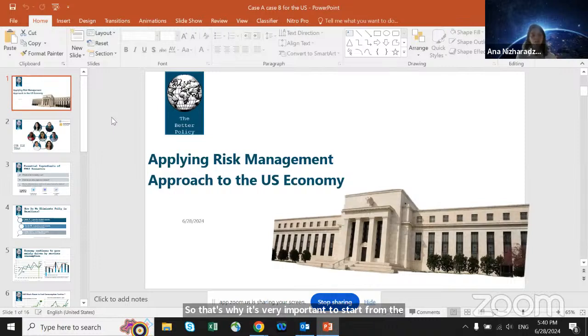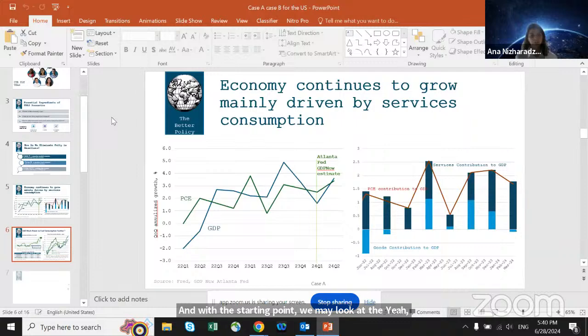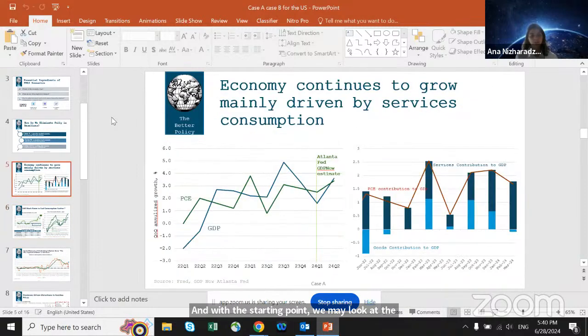And with the starting point, we may look at the balance sheet first of all, and in this presentation I will have some updated data on the GDPNow estimate as well. So if you look on the left hand side, the economic activity, we will clearly see that the economy appears to be solid. From the US economic activity, for example, in the first quarter of 2024, we see that real GDP stood at 1.6% on a year-over-year basis.